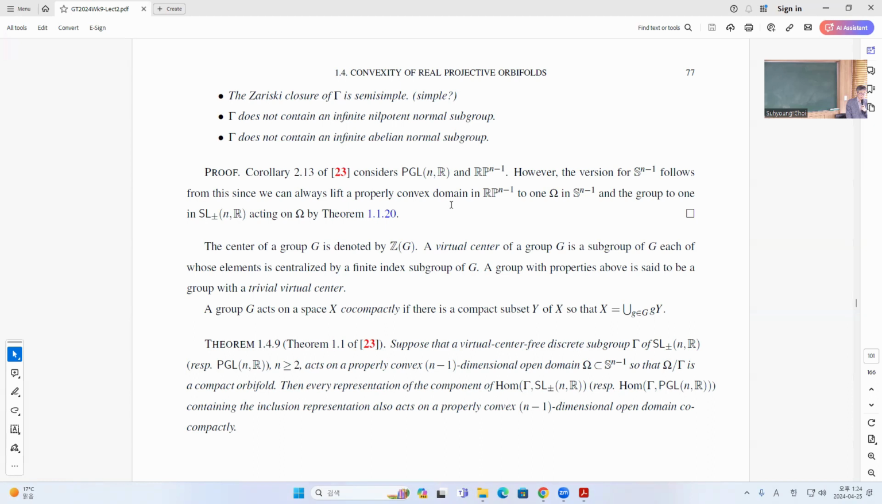The center of a group is denoted Z(G), and the virtual center is a subgroup of G such that each element is centralized by a finite index subgroup of G.